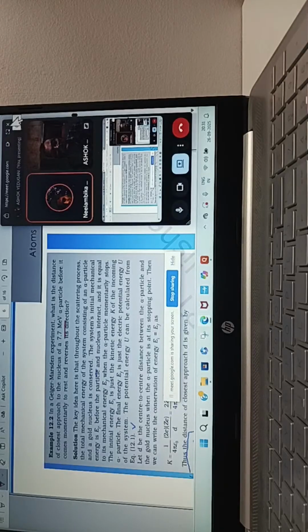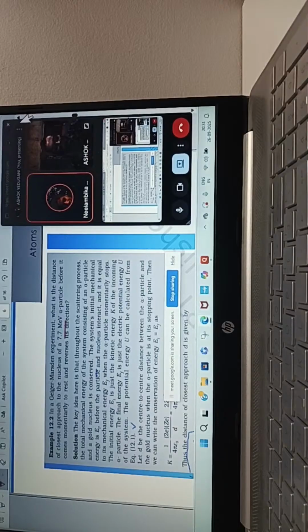Sir, can I use a calculator? Why do you want to use a calculator? Simple multiplication, 1.6 into 7.7. Yes, sir. 1.6 into 10 to the power minus 13 is like 1 mega electron volt to joules.